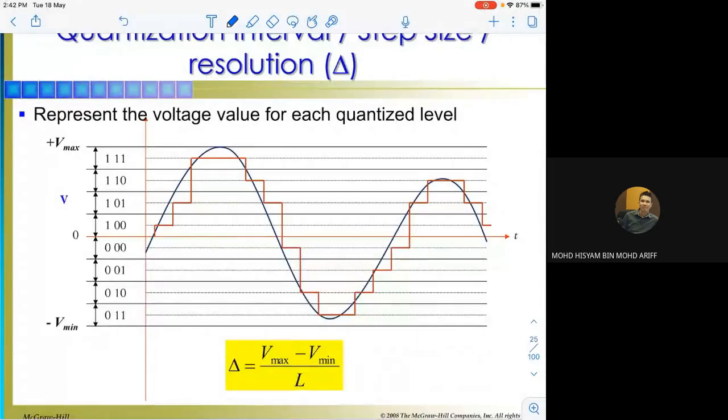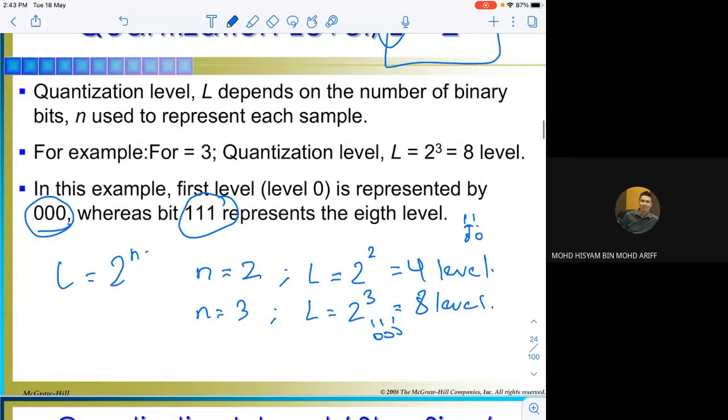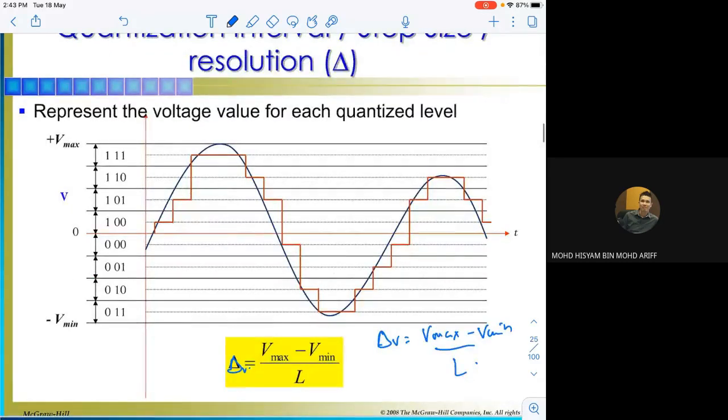Delta V equals Vmax minus Vmin divided by L. Now L is extracted from where? From the previous slide, the quantization level. So from here, Vmax minus Vmin. What is the Vmax? Vmax is the value here. Where's the Vmin? Vmin is here, the lowest part.